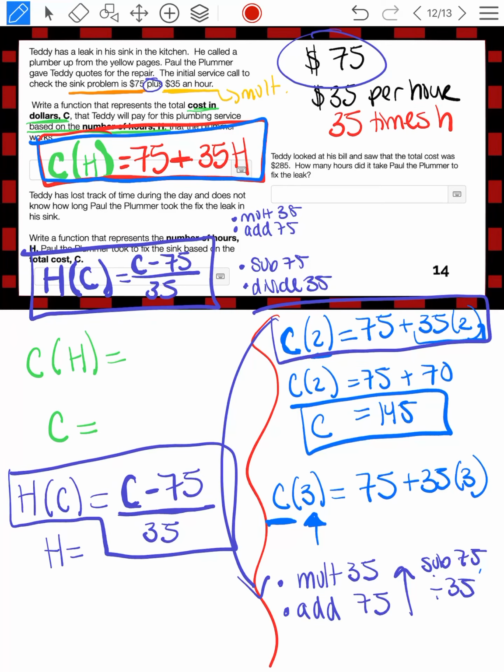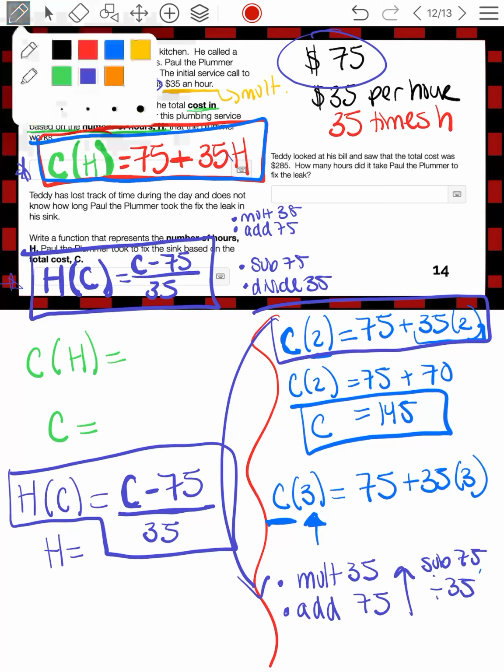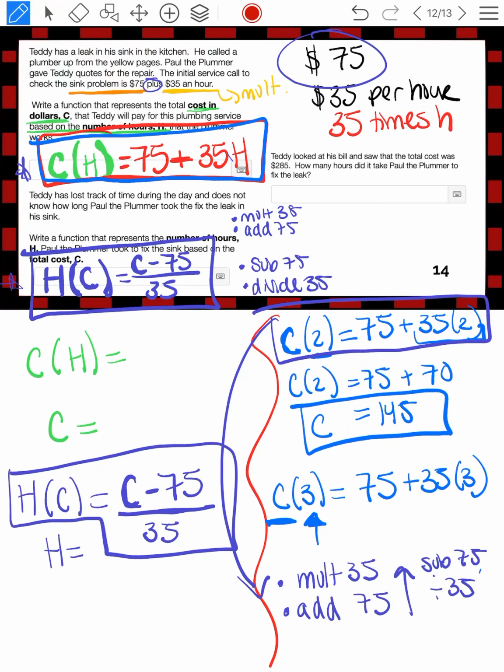Now, once we have our two functions, they're both used for something different. So this first function is used if we know the number of hours and we're trying to find the cost. This second equation is used if we know the cost and we're trying to find the number of hours. So here, Teddy looked at his bill and saw the total cost was $285. So we know the cost, and we're trying to find the number of hours. So we can take 285, which is the cost, subtract 75, and then divide by 35.